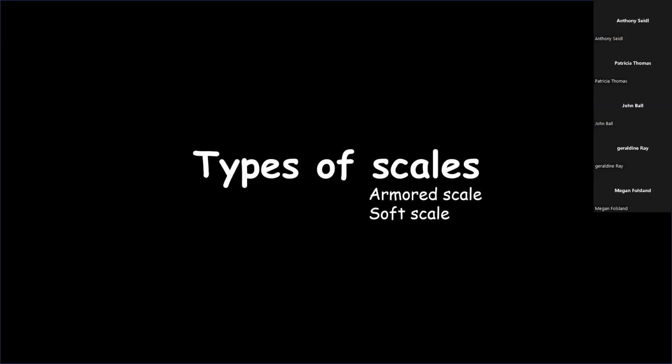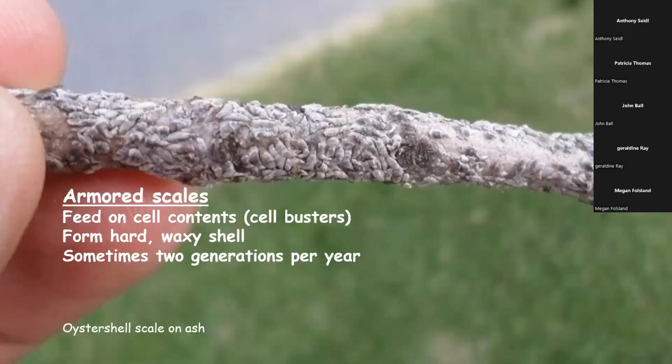Well, as I mentioned, we have two types of scales. We have the armored scales and the soft scales out there. And the armored scales feed on the cell contents, usually in the cambium tissue that's generating new phloem on the outside and new xylem on the inside. In other words, carrying the sugars, that's what the phloem does, and then carrying the water, that's what the xylem does. They form that very hard, waxy shell that's covering the body, much like a turtle, if you will, and the insect is just beneath it.